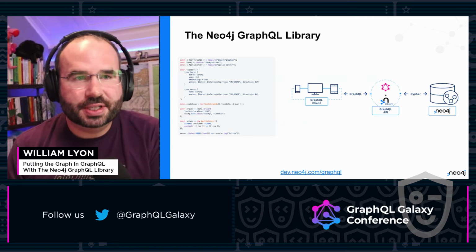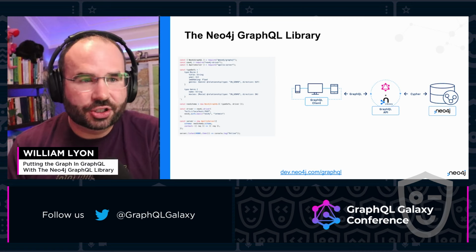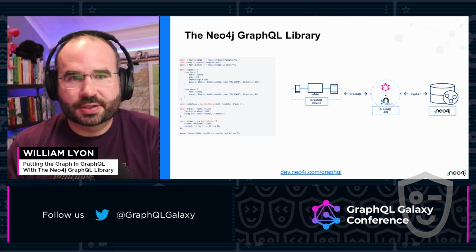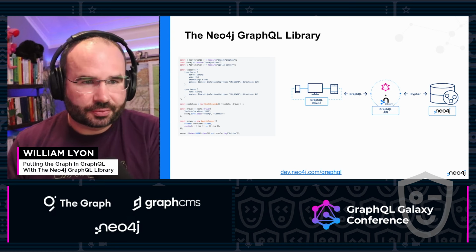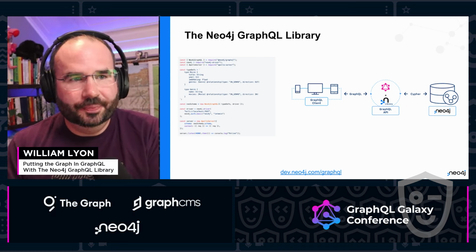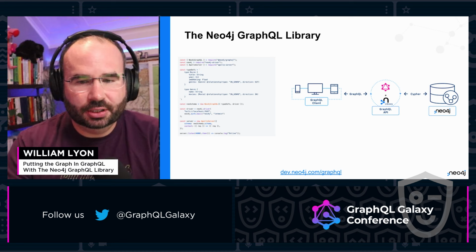There's lots of other interesting things in there. There's a super powerful authorization model. I mentioned relay cursor pagination, as well as working with unions and interfaces. So lots of interesting, powerful things in the Neo4j GraphQL library.